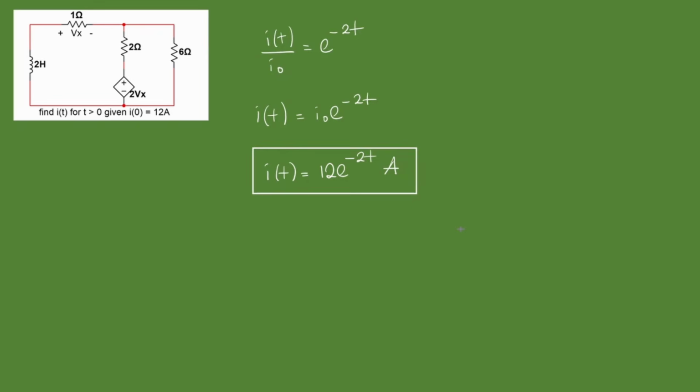An important thing to note, if you ask for the time constant, it may be easy to call this the time constant. But remember that the formula, the exponent is minus t over tau. The time constant is going to be 1 over 2. Just keep that in mind to avoid mistakes.